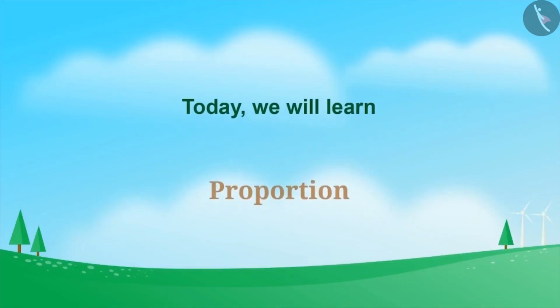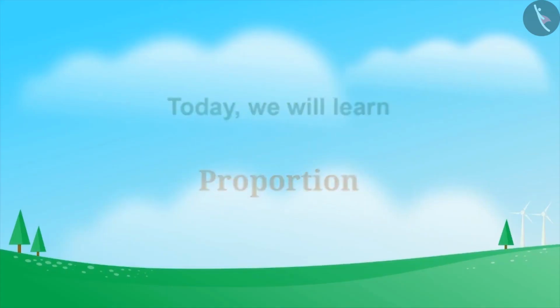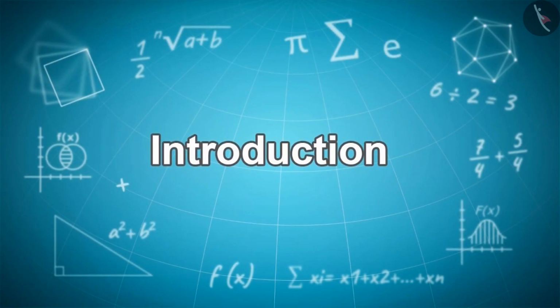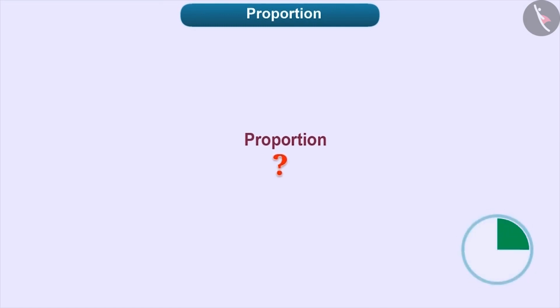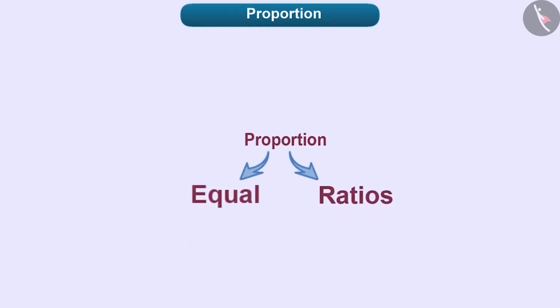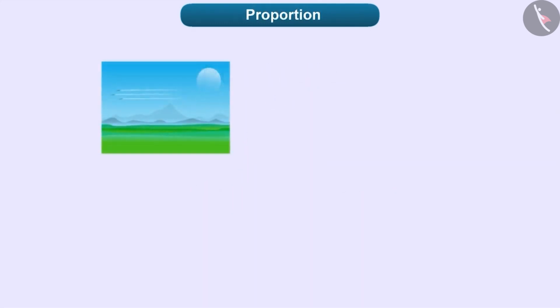Today, we will learn about proportion. Can you tell what is the meaning of proportion? Think for a while. Absolutely correct. We can understand the word proportion as equal ratio. Equal means same. From this, we can derive the meaning of proportion as same ratio. So let's learn about proportion.